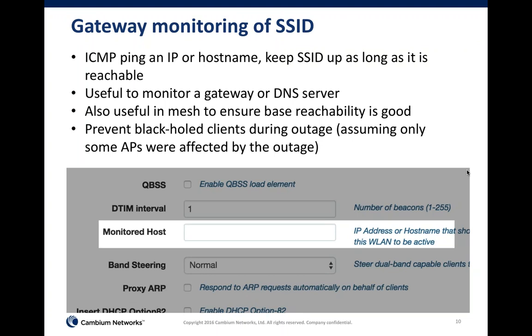When the network goes down, the access point continues to try to ping that IP address, and whenever the ping succeeds, the SSID is automatically brought back up again.